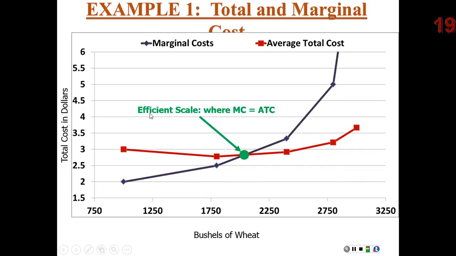In other words, it's the lowest average total cost that this firm can achieve. Now, this does not mean this is where the firm is going to produce. It doesn't necessarily mean that this is the profit maximizing level of production. It just means it is the lowest average total cost of production, right there where marginal cost equals average total cost. So that's an important relationship to make sure that we understand.